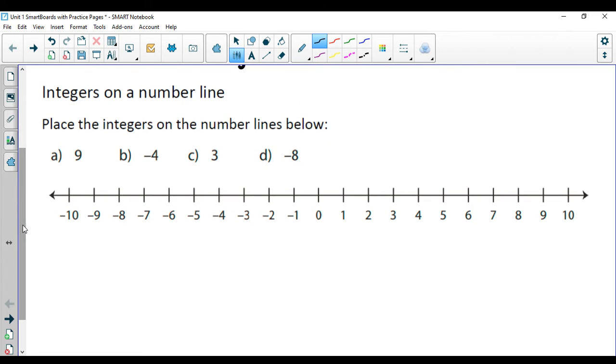You've probably seen a number line before. 0 goes in the center. These are all integers here. To the right side are all of our positive, and to the left side are all of our negative. What we're going to do first is quickly place a couple integers on the number lines below.